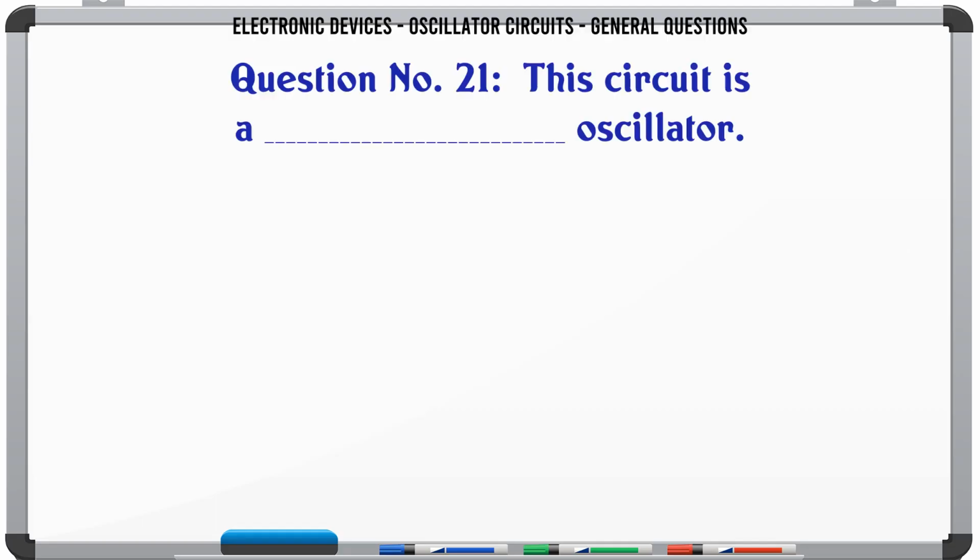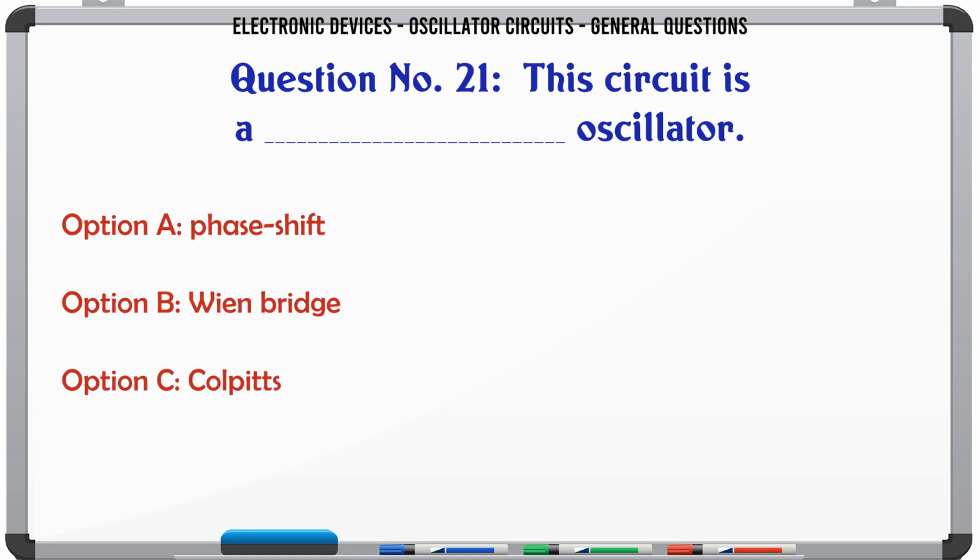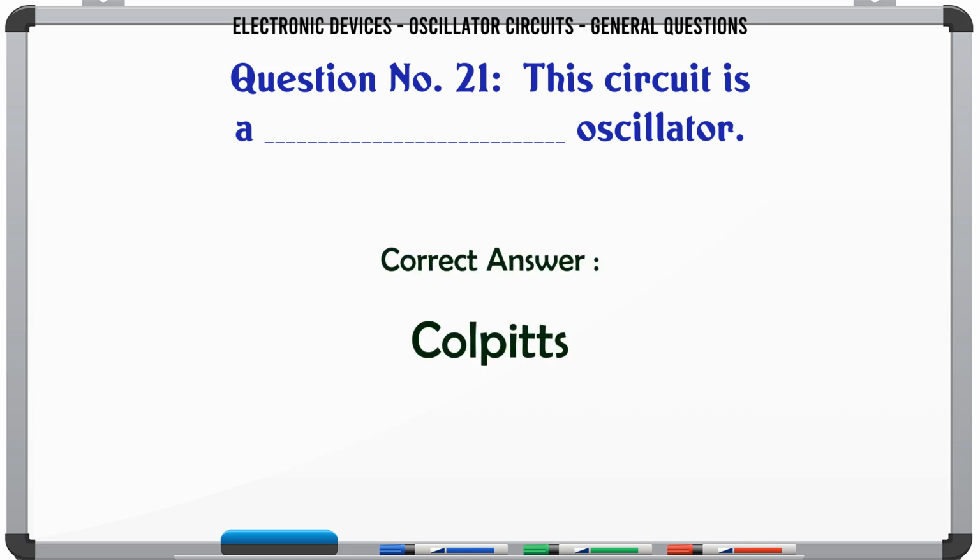This circuit is a oscillator. A: phase shift. B: Wien bridge. C: Colpitts. D: Hartley. The correct answer is Colpitts.